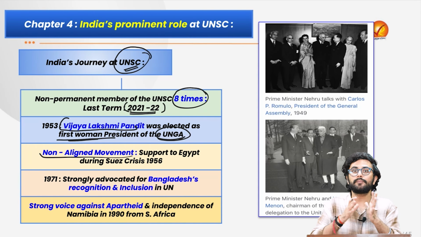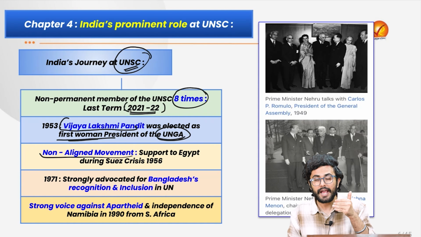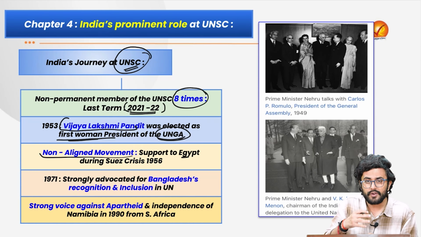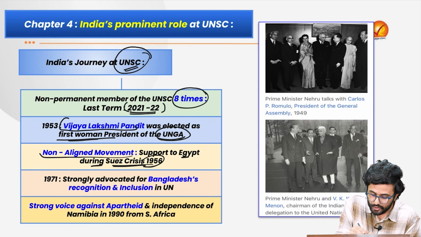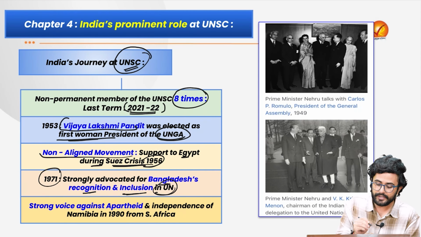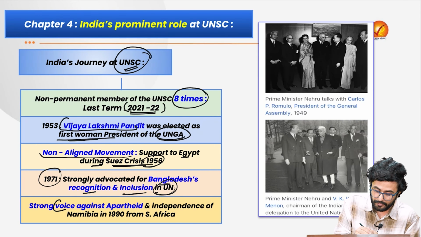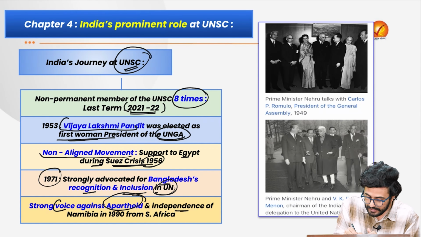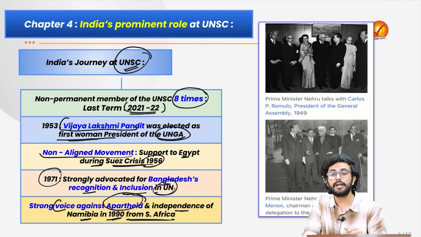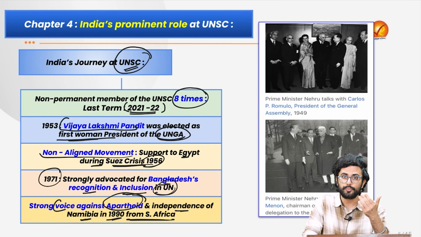However, we had to give up this non-aligned movement when USA came in support of Pakistan during the Bangladesh Liberation War, and thus we had to sign a strategic friendship treaty with USSR in 1971. So, following the non-aligned movement, we supported Egypt during the Suez crisis of 1956 as we discussed. In 1971, we strongly advocated for Bangladesh's recognition and inclusion in the United Nations. Then obviously, having the colonial history, India very strongly raised its voice against apartheid and for the independence of Namibia in 1990 from South Africa, which was very recently in the news as our Prime Minister visited Namibia, and Namibia became the first African country in the world to adopt our Unified Payments Interface, UPI.